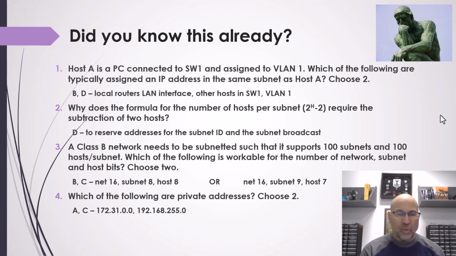Question number 4, which of the following are private addresses? Choose 2. Well, we just saw the graphic, right? It's 172.31 was the answer, and 192.168. Both of those fall in those ranges.